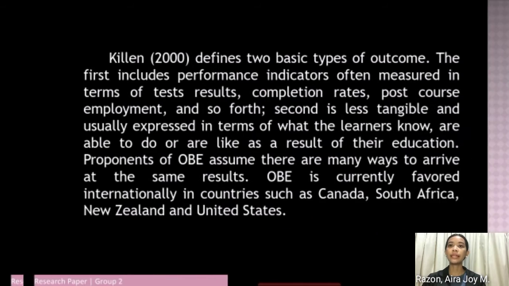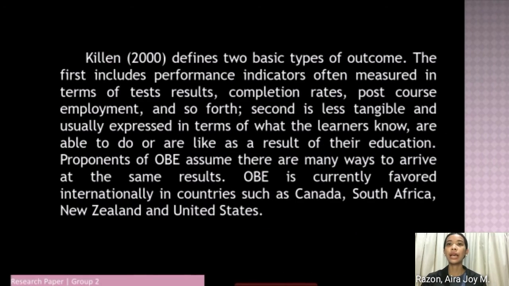Killen 2000 defines two basic types of outcomes. The first includes performance indicators, often measured in terms of test results, completion rates, post-course employment, and so forth. The second one is less tangible and usually expressed in terms of what the learners know and are able to do, or are like, as a result of their education.